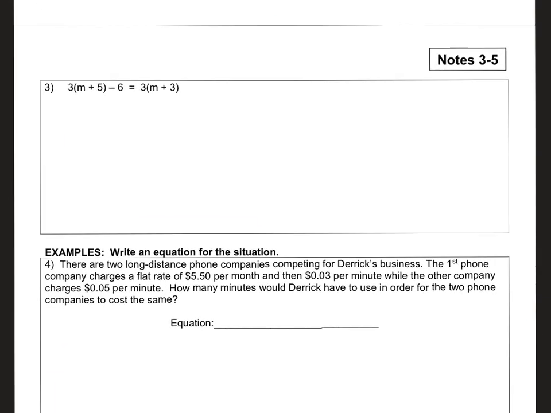So let's go ahead and look at number 3. We're going to do the same thing, which is to simplify. We get 3m plus 15 minus 6 equals 3m plus 9. So you can see we still need to combine right there.